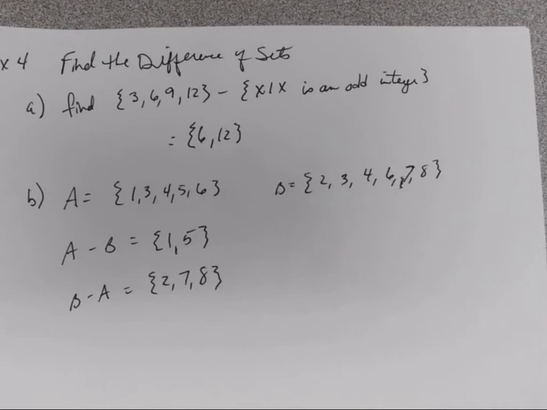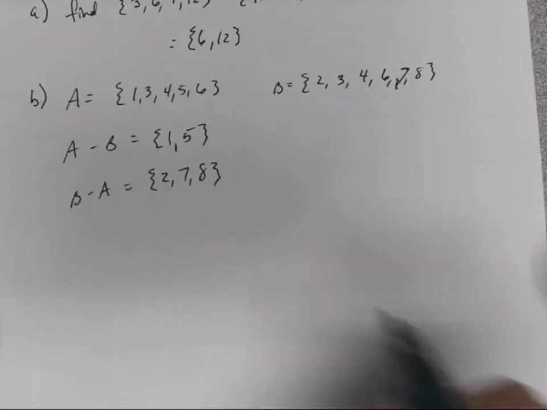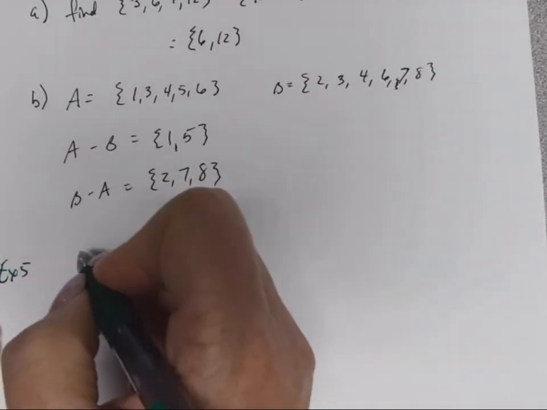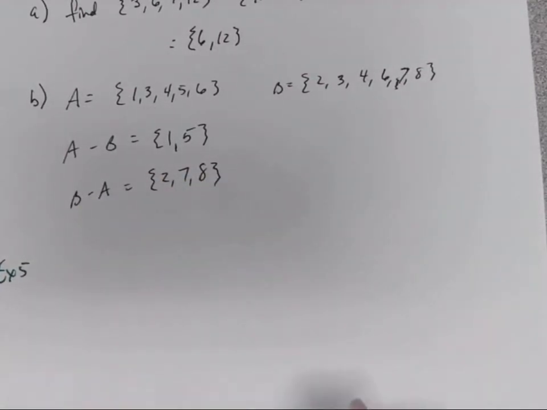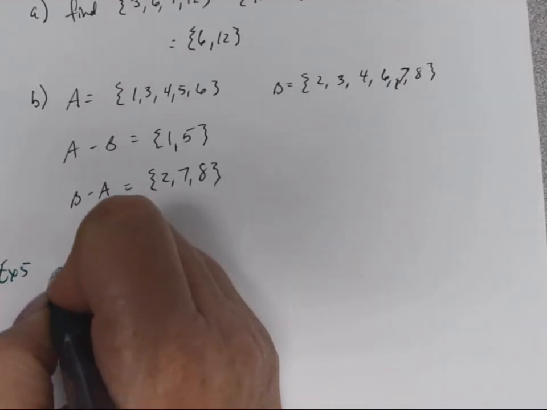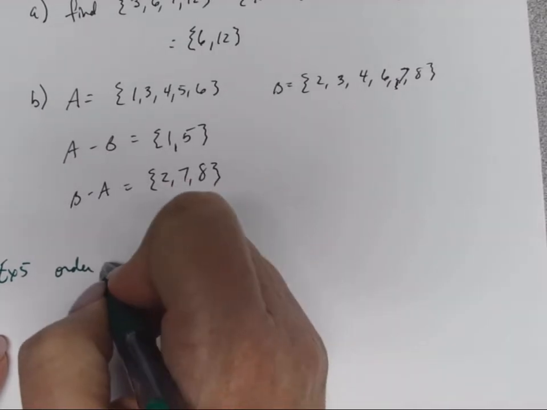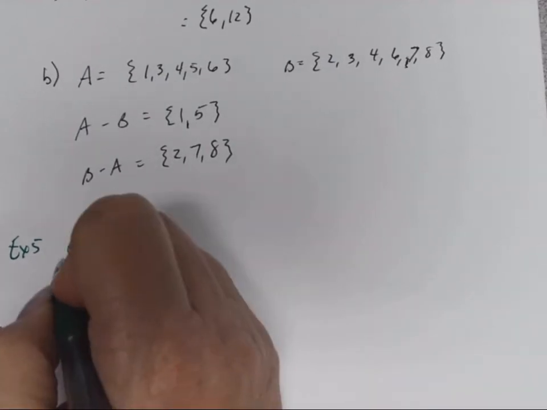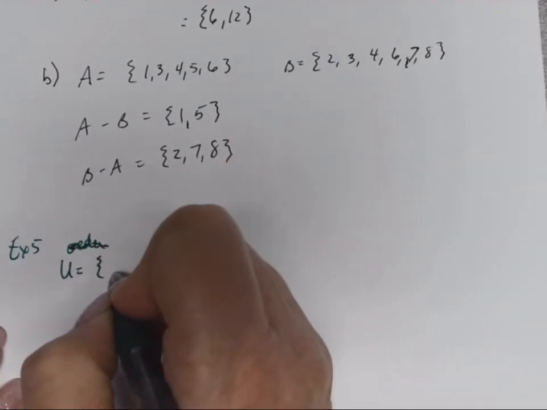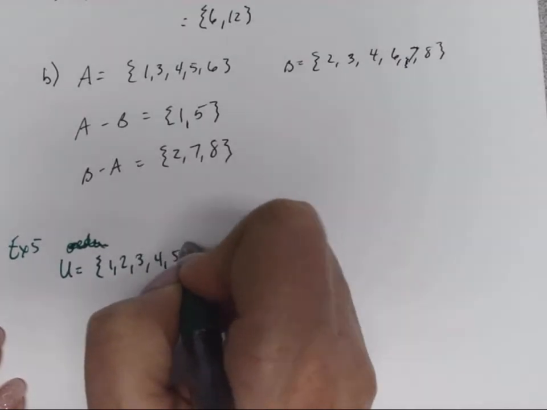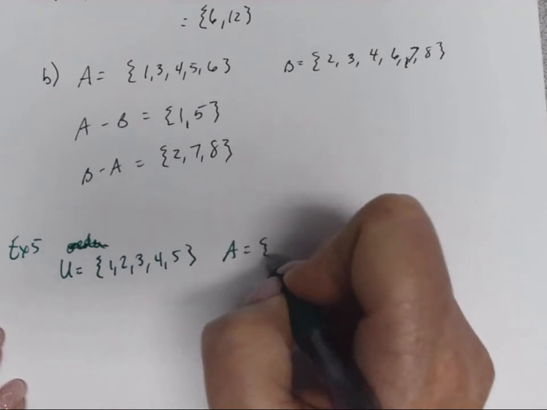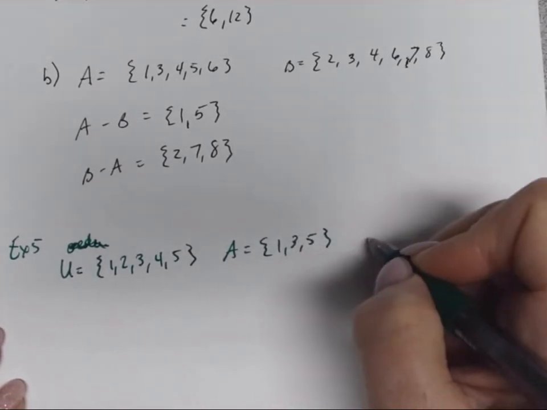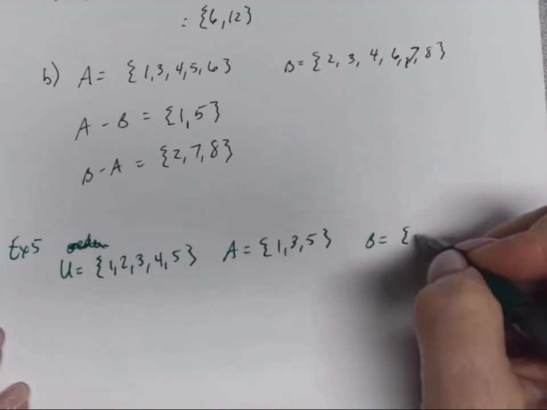All right. So let's go look at example 5. So we want to look at doing unions and some complements here. So we're going to look at the order of calculating unions and complements. So I'm just going to write our universal set to begin with. So we have 1 through 5. So 1, 2, 3, 4, and 5. And set A is equal to 1, 3, and 5. And set B is equal to 1, 2, and 3.